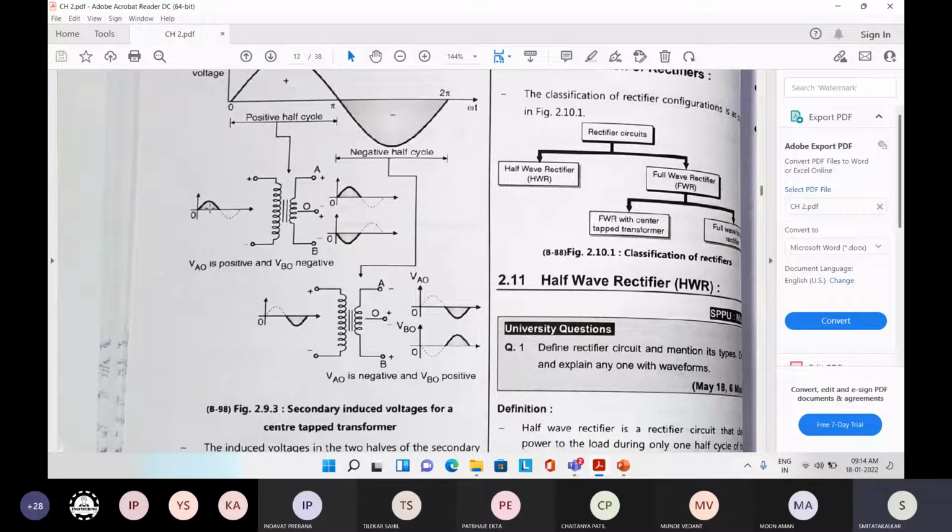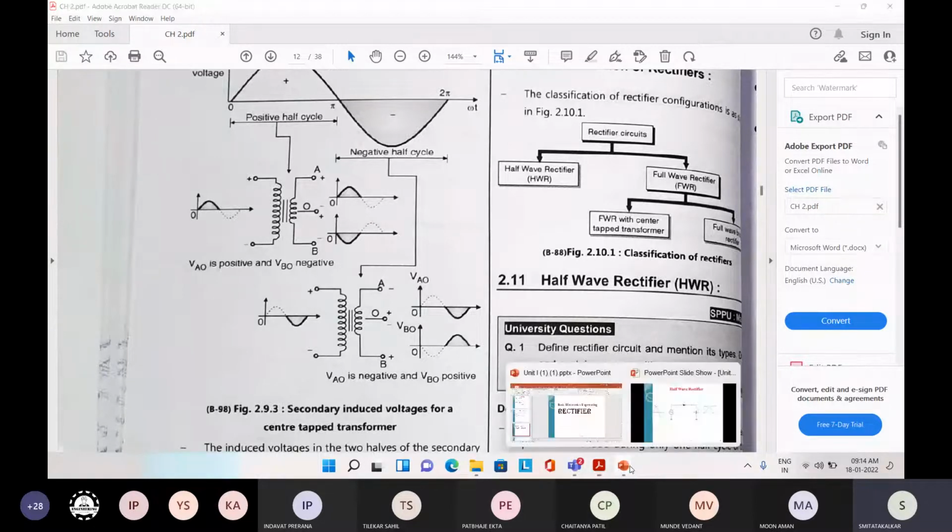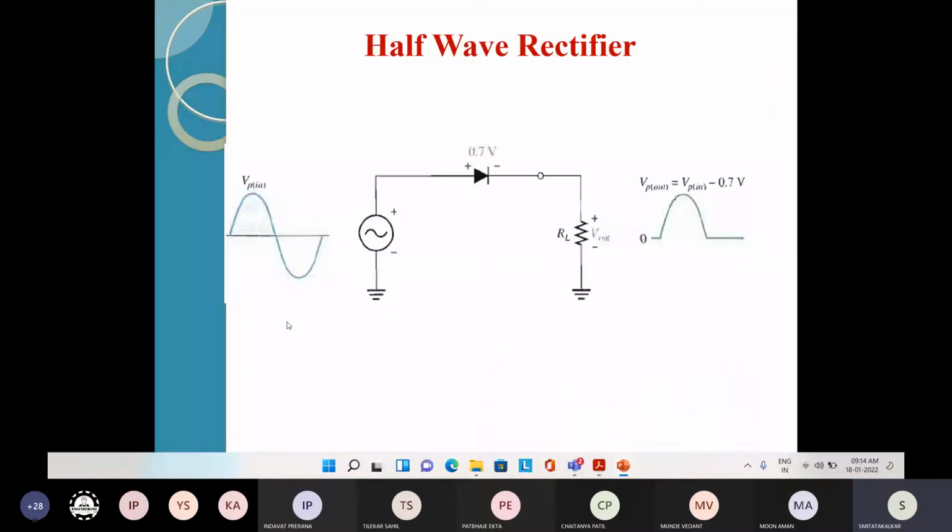Here the sinusoidal wave is given. The positive is connected to the primary of 230 volt 50 hertz, and this is the negative side. On the positive half cycle we get the output, and another diode is required for the negative half cycle. Then you can see the diagram of the half wave rectifier.